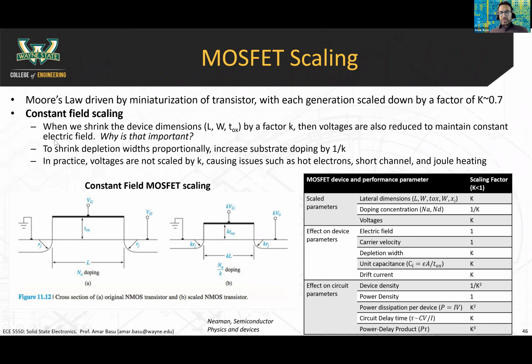So I want to put this as a question to the class. Why do you think it would be important to maintain a constant electric field as the MOSFET becomes smaller? I want you to think about your understanding of electric fields now, what we've talked about in this class, maybe even things that you've learned before about electric fields, and consider what the reasons are why we'd want to maintain a constant electric field.